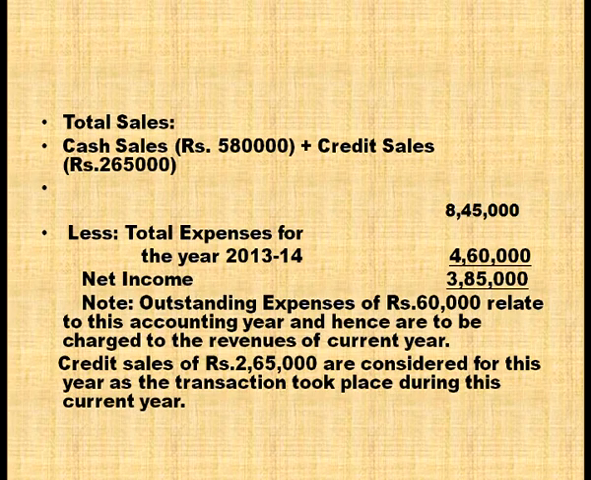Here, total sales includes cash sales and credit sales. 5,80,000 plus 2,65,000, that is 8,45,000. Expenses include the outstanding expenses also, so it came to 4,60,000. Revenue minus expense will give you net income, that is 3,85,000. Outstanding expenses of 60,000 rupees relate to this accounting year, hence are to be charged to the revenue of current year. Credit sales of rupees 2,65,000 are considered for this year as the transaction took place during this current year.